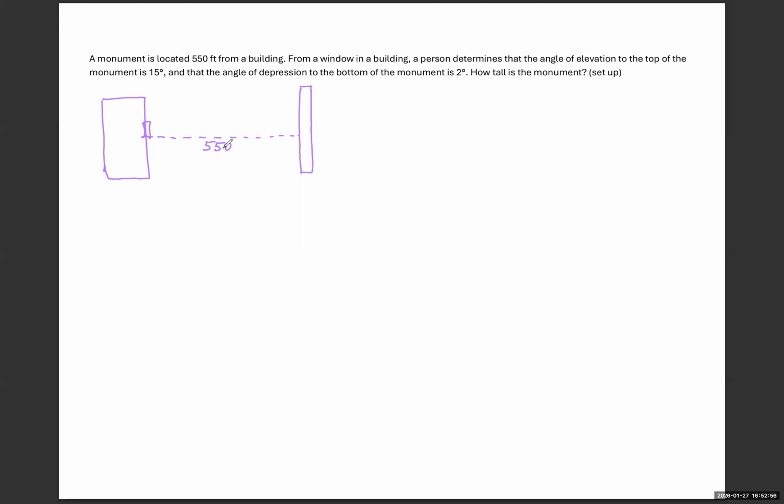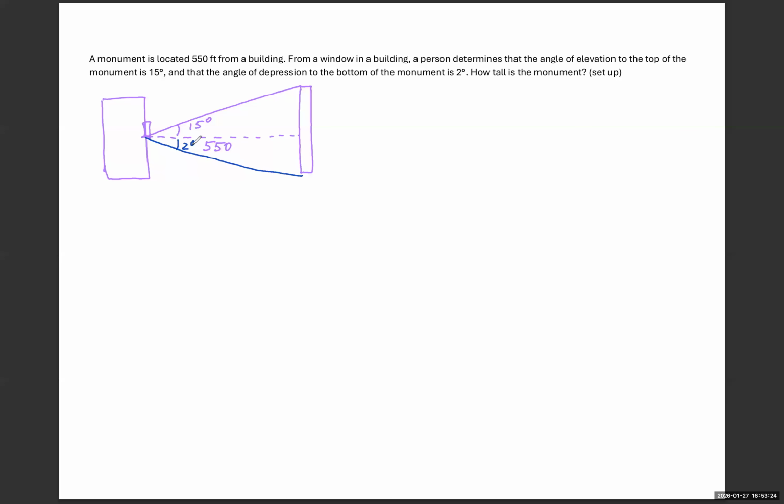Now we have two different things that are given to you. From the window in the building, the angle of elevation to the top of the monument is 15 degrees. So from here to the top of the monument, this angle right here is 15 degrees. Now we also have the angle of depression to the bottom of the monument, and that one is 2 degrees.